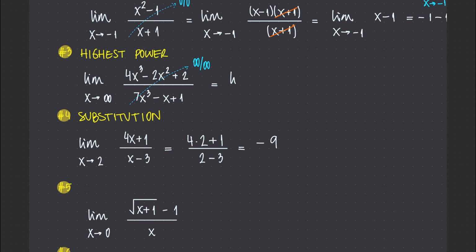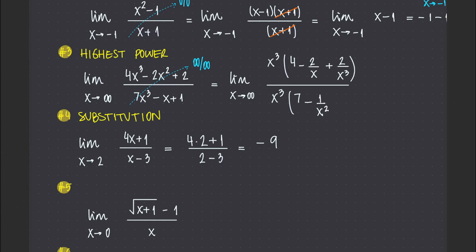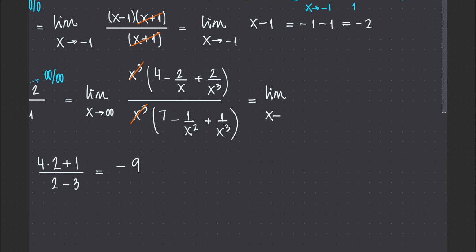And what I mean by that is we're going to factor out, in this case, x cubed from both the numerator and denominator. So we have x cubed times 4 minus 2 over x plus 2 over x cubed, over x cubed times 7 minus 1 over x squared plus 1 over x cubed. Now, why do we do that? Well, we do that so we can, first of all, simplify these x cubed and rewrite this limit as such.